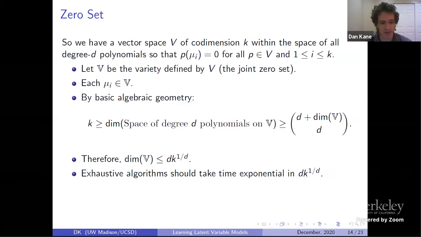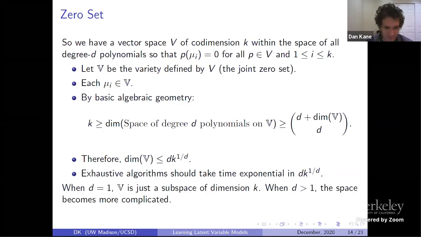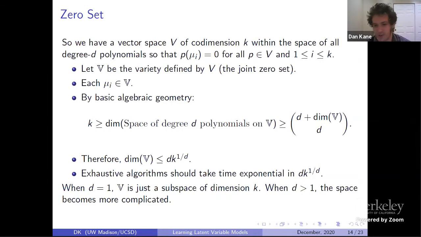And I should note that the D equals 1 case of this is exactly the dimension reduction idea that we had before. We've got a codimension k subspace within the space of linear polynomials that vanishes on all of our points. And so this defines a k-dimensional variety, but since it's defined by linear polynomials, that means it's just a subspace. So we found a k-dimensional subspace on which all of our points lie. And then we have exhaustive algorithms that run in time exponential in k. Okay, so when D is 1, we've just reproduced the dimension reduction idea.